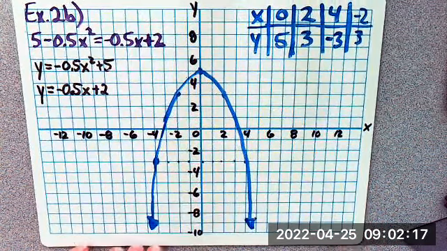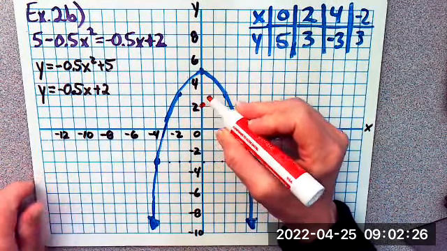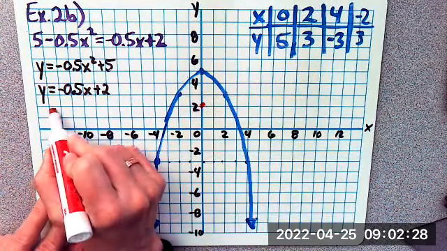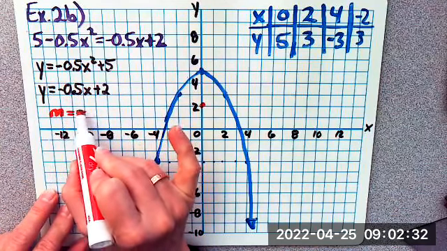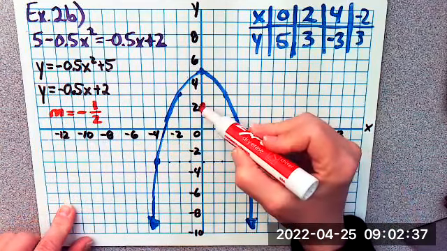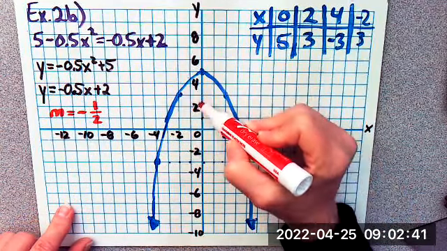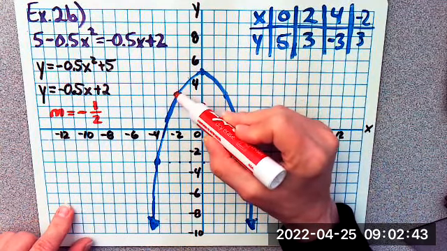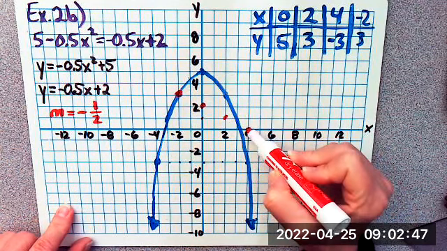Okay, so we have the parabola. Fortunately, the line is much easier to graph. So we start with 2 for our y-intercept. And the slope, since it's -0.5, we can write that as -1/2. So that's a negative rise of 1, run 2, or a positive rise of 1, run -2. So negative rise of 1, run 2.